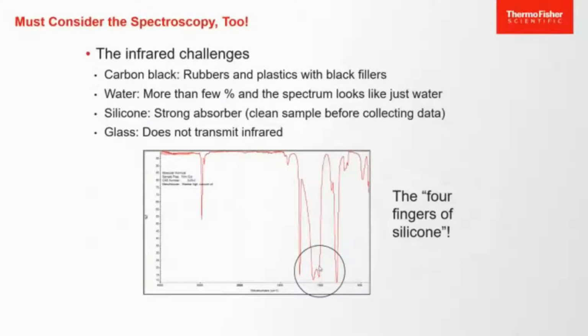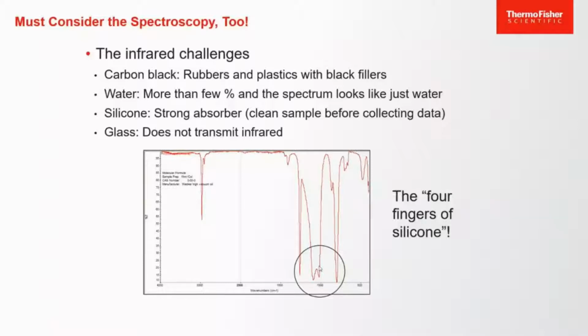It's one that I'm seeing increasingly in some of the analyses that I've been asked to do. And this is because a lot of the new, more modern adhesives are based on silicone materials. A lot of them, like the ones used on styrofoam, they use a silicone adhesive. And silicone has this monstrous quartet of peaks. You see them circled there. Those are the 4 fingers of silicone.